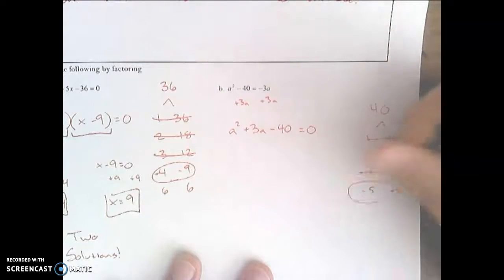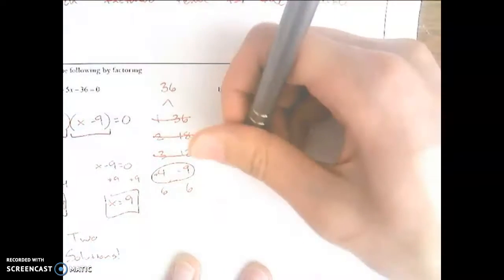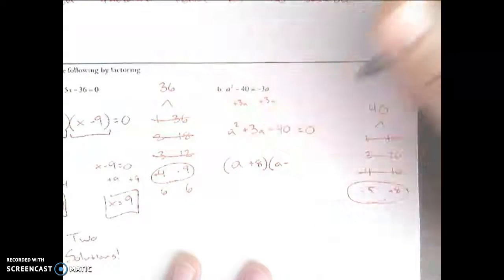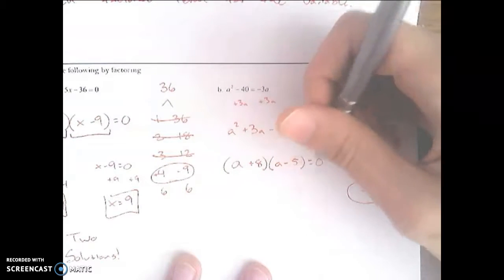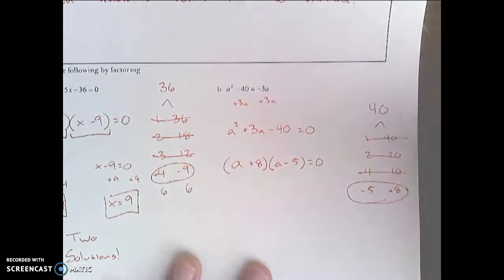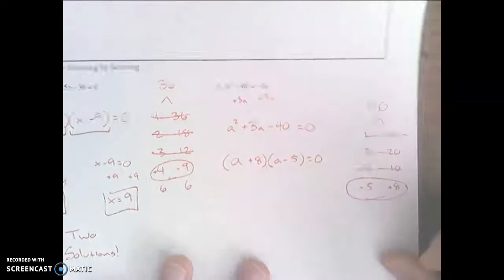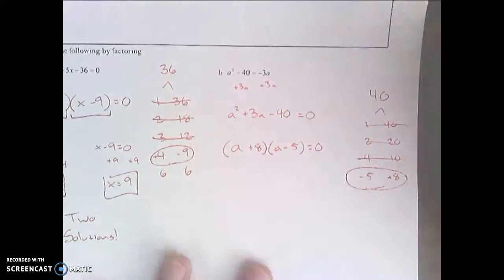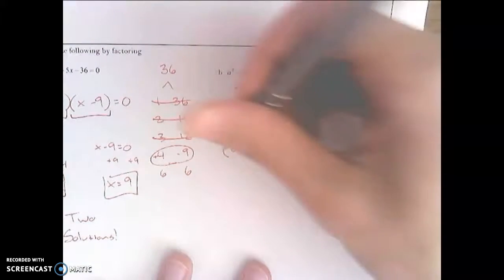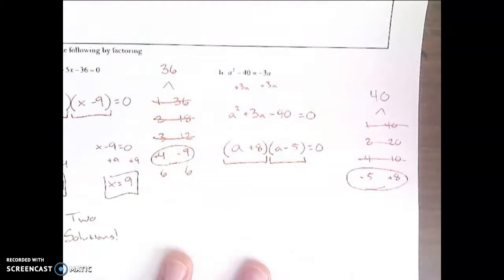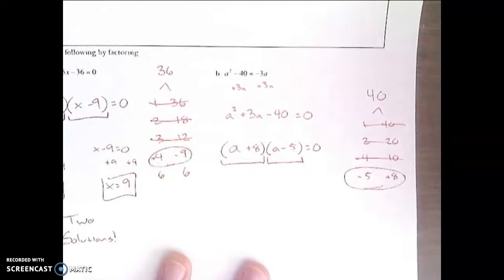So we use this here. So we have a plus 8 and a minus 5. And that's all equal to 0. Remember, maintain the equation. We got to bring down the equals 0 every time. So then we apply the zero product property. We have this times this is equal to 0. So we can set each of those factored terms equal to 0.